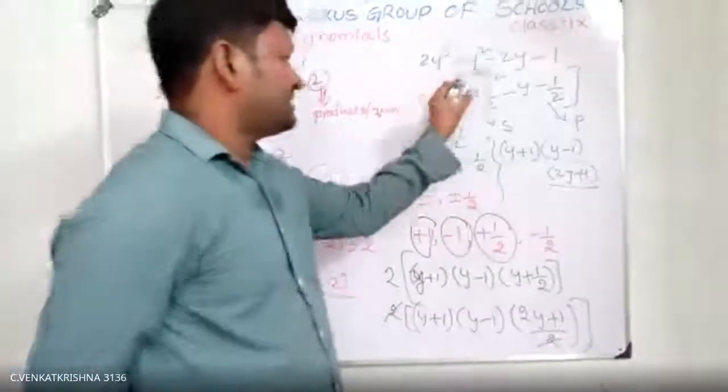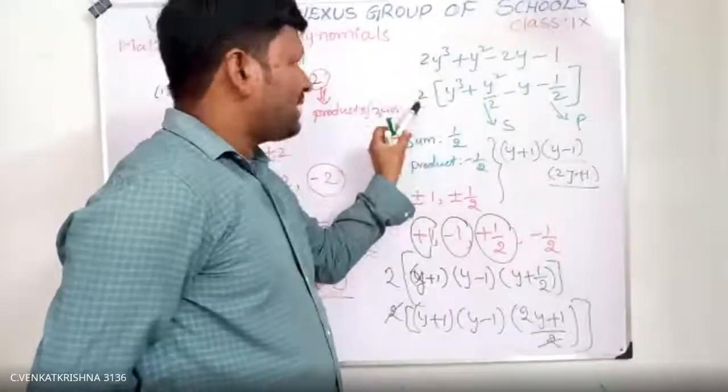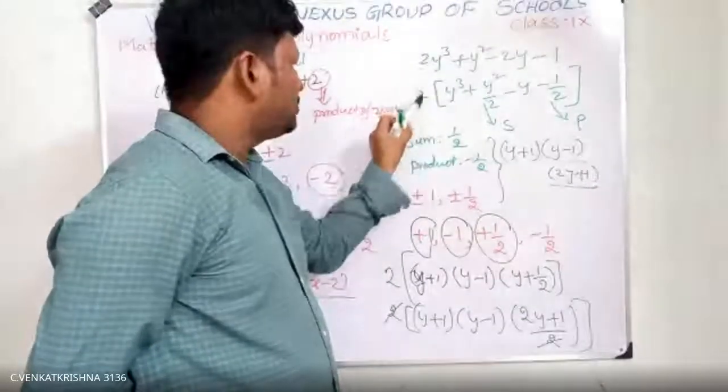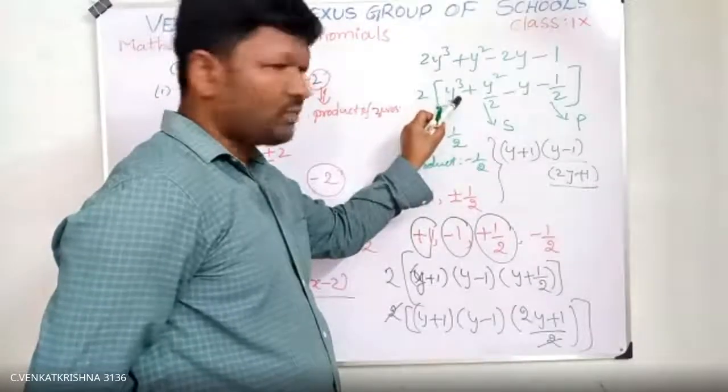Sir, why are you putting y square by 2, sir? Yes, good. Take 2 as common. But sir, for x you didn't take common, sir. Yes, for the x value you didn't take common, sir. Yes, sir, the coefficient.